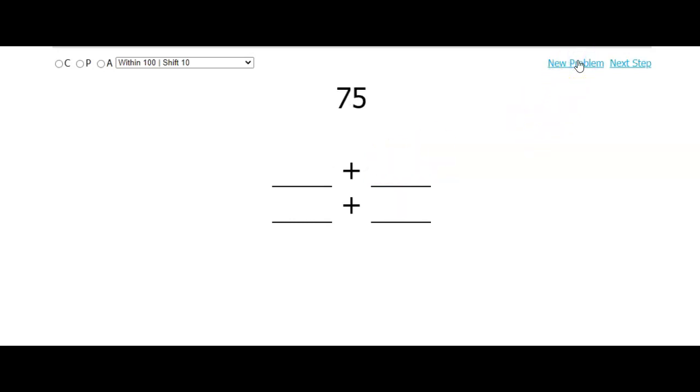Let's do another one. So now I have 75. Okay, expanded form is 70 and 5. We're used to that. But now we're going to shift a 10. So instead of 7 tens, we only have 6 tens, which is 60. And we're going to regroup that 10 with the 5. So we have 60 and 15.